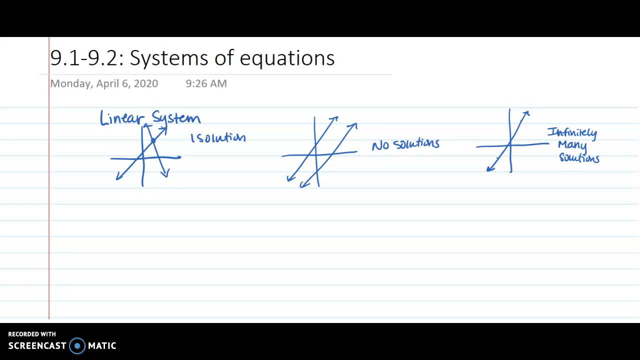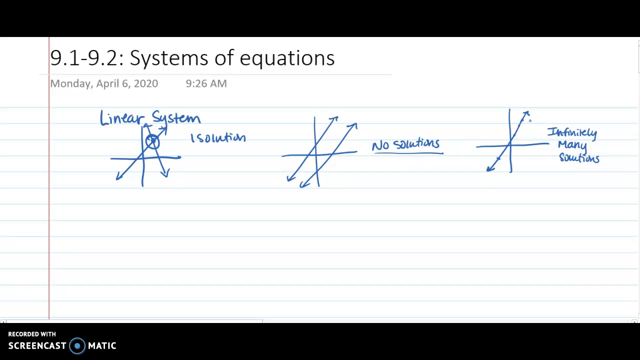And just to recap a little bit, when you have a linear system of equations, you can have your two lines intersect at one point, in which case you have one solution. You can have your lines be parallel, in which case you have no solutions, or you can have overlapping lines that are exactly in the same location, in which case you have infinitely many solutions, and those solutions are all of these points that make up the line.